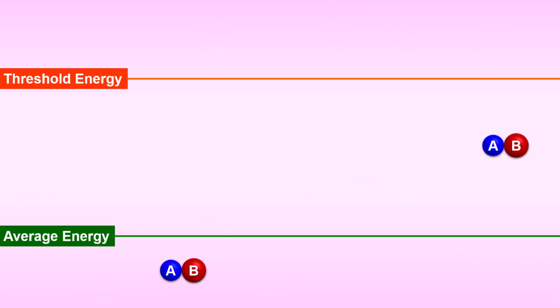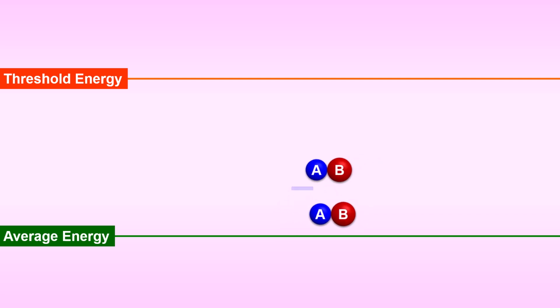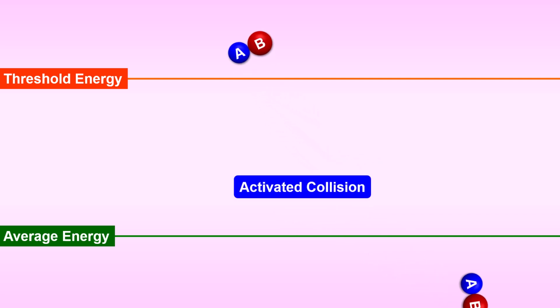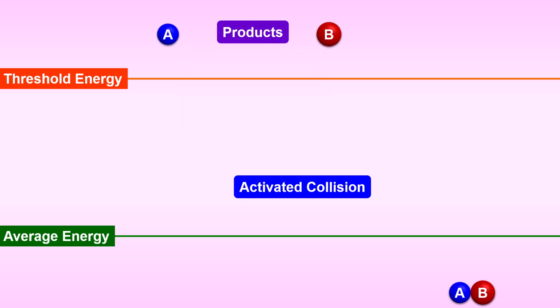Let us consider two reactant molecules. When they collide, they exchange energy between each other. Now suppose that during one such collision, one of the molecules gains enough energy to cross the threshold energy level. This type of collision is called an activated collision, and the molecule that reaches or exceeds the threshold energy is known as an activated molecule. Once activated, this molecule can now proceed to undergo a chemical reaction and form products.